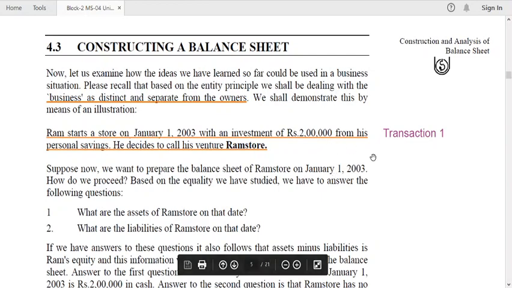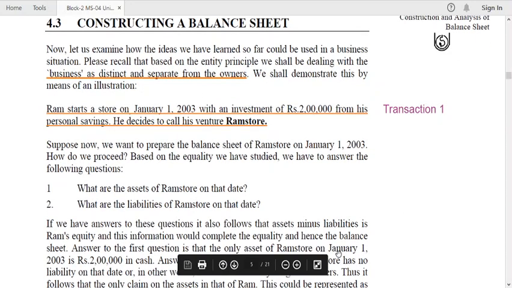The next topic is how to construct a balance sheet. Again, we will follow an example. Through that example, there are different transactions. By one transaction at a time, we will understand how to construct a balance sheet. Here we will be using the concept of business entity and many other concepts like conservatism and going concern concept. Business entity says that the owners are separate from the business. Okay. Now what is the first transaction in this example?